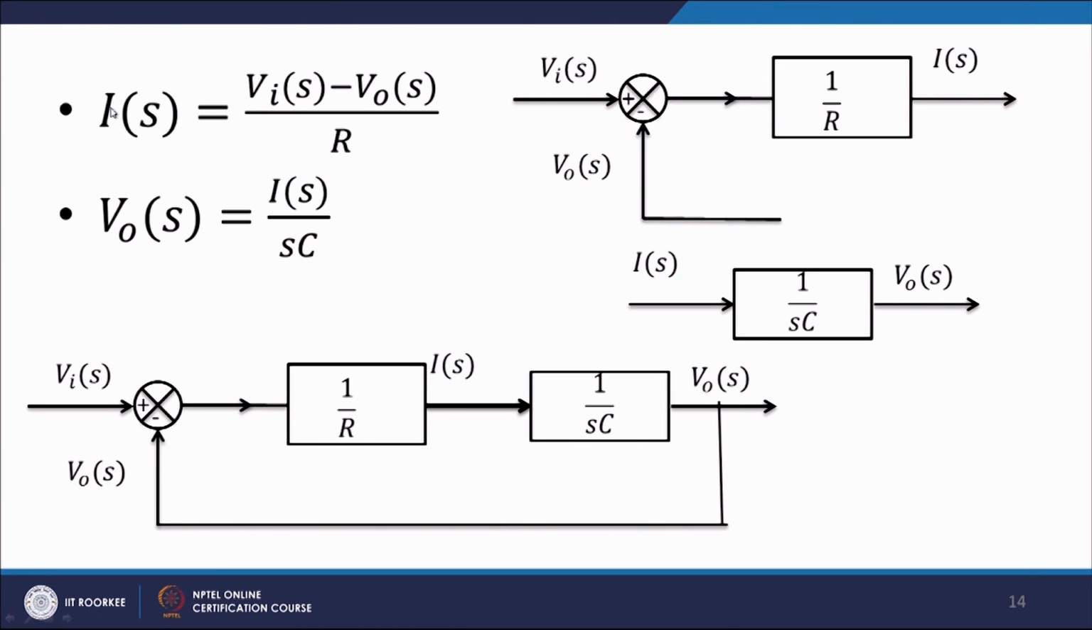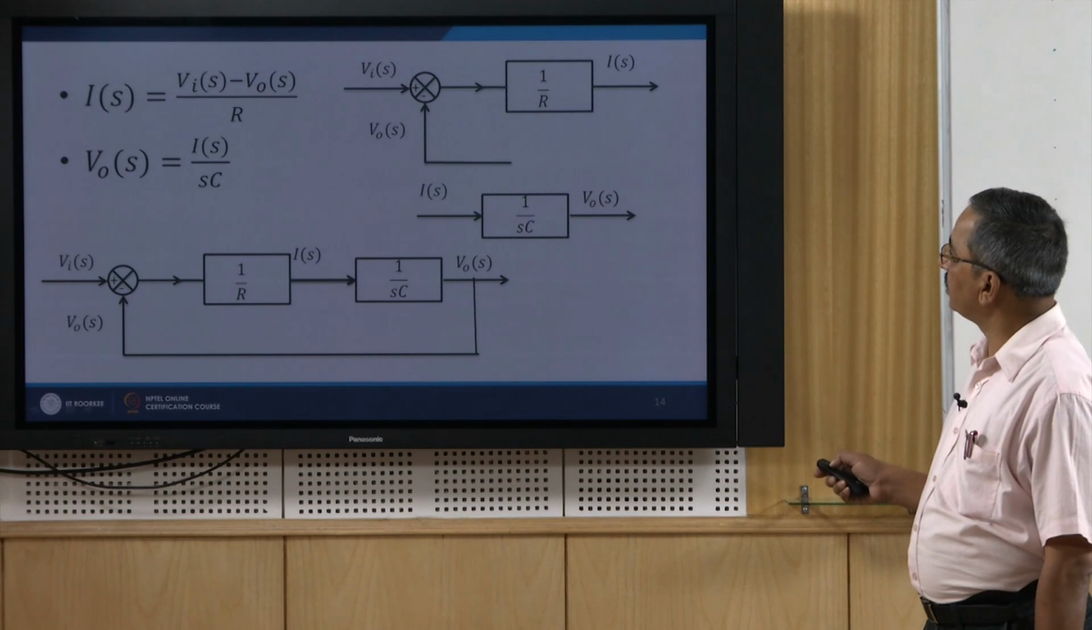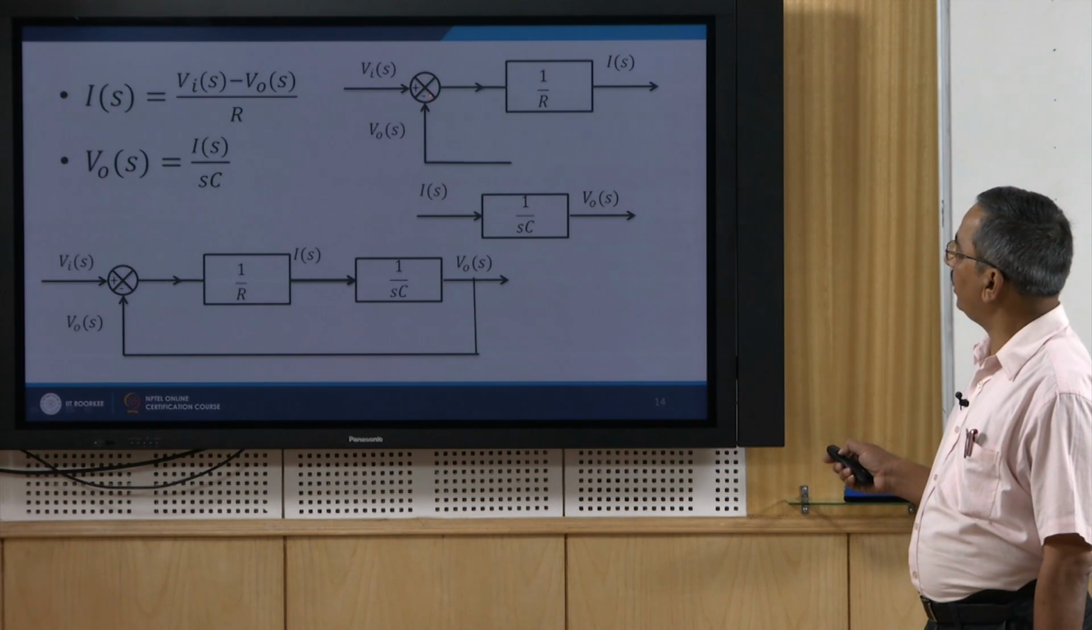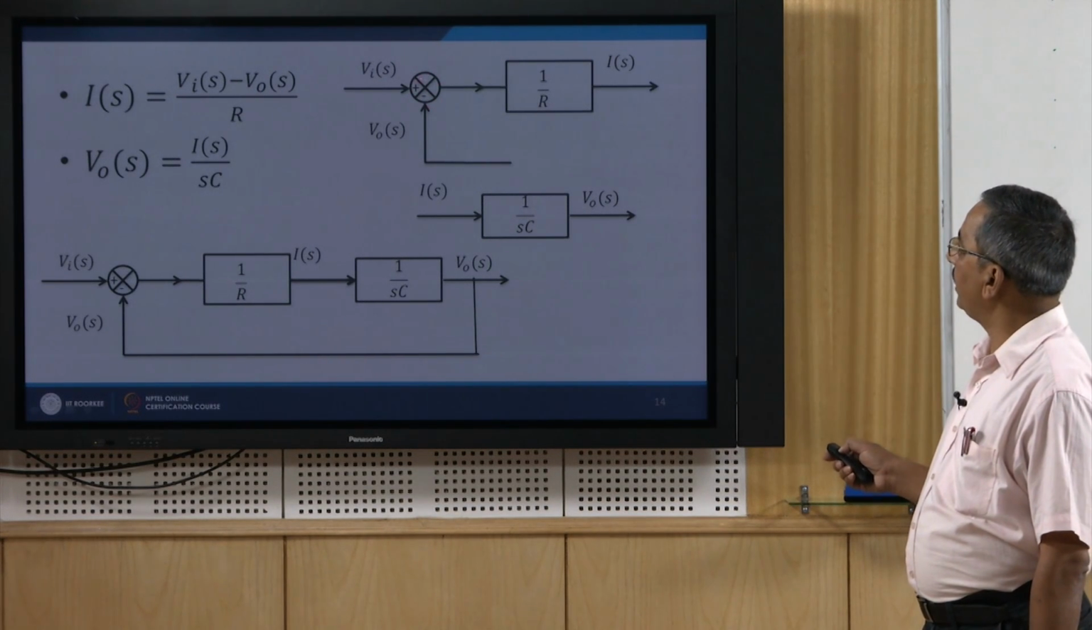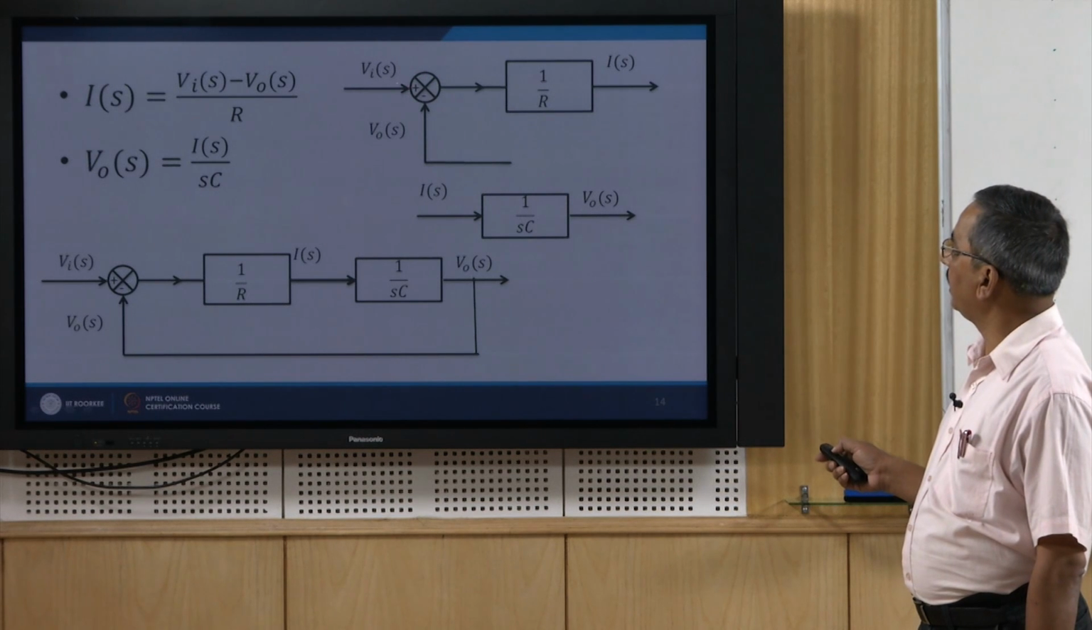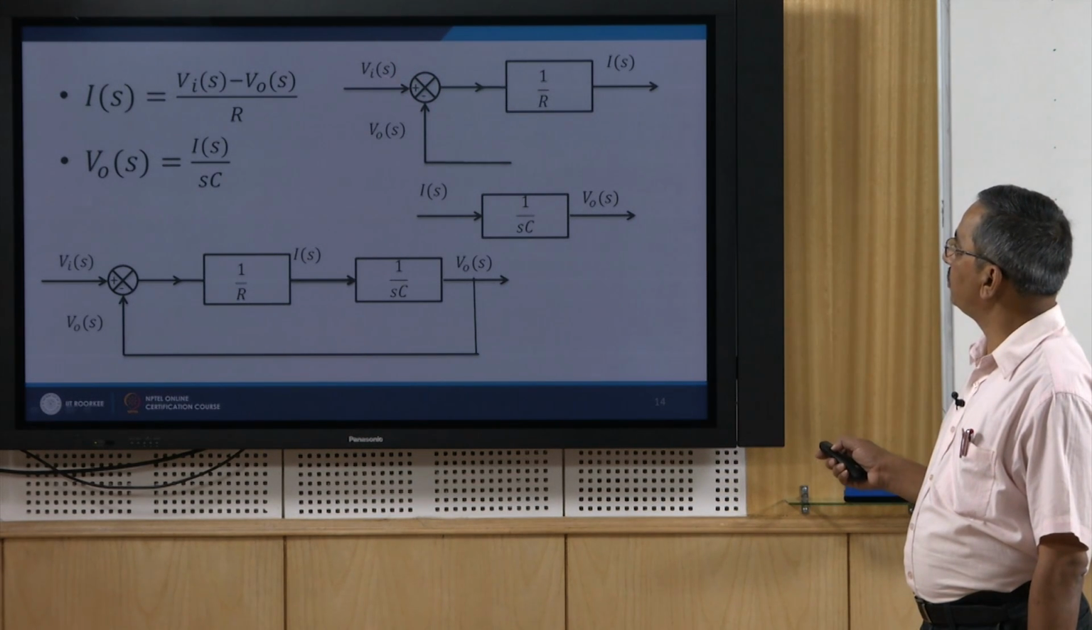So, the first expression you can see is Is = (Vi - Vo)/R. Here we are subtracting the two voltages. Subtraction I can do across a summing element. My Vi is positive here and Vo is negative here, so I use a summer here which differentiates this voltage Vi with Vo.